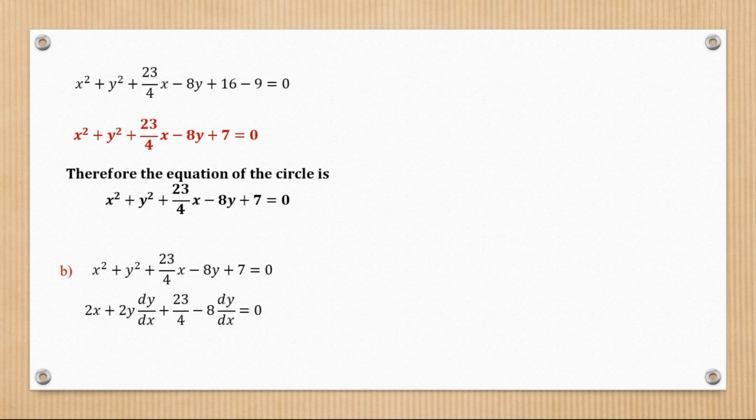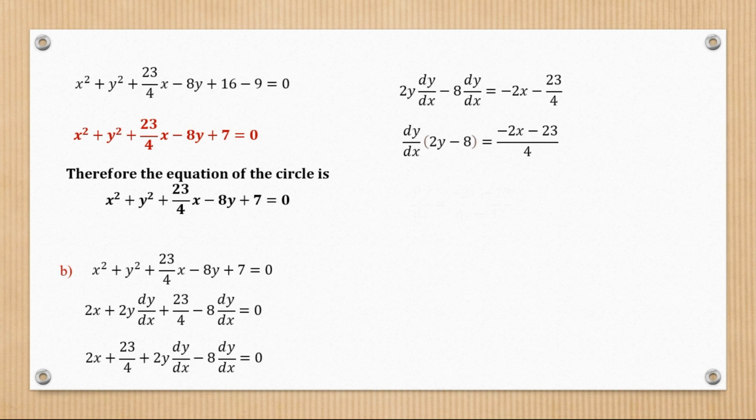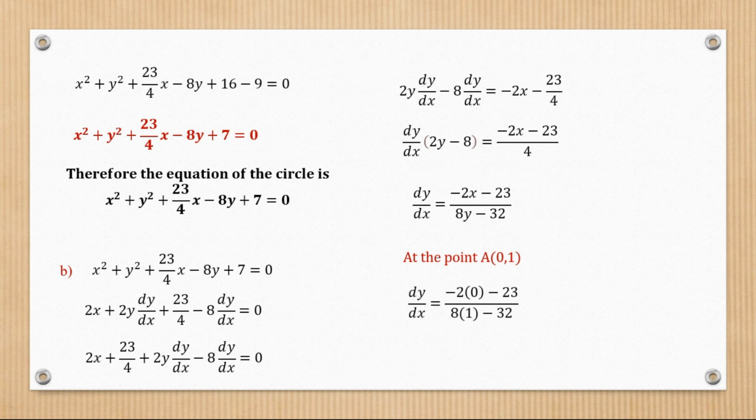So now when I differentiate both, now this I can differentiate implicitly, and this is what I'll have. So group the values that have dy dx together, take the other values to the other side of the equal sign, make dy dx the subject, and dy dx shall be equal to negative 2x minus 23 over 8y minus 32. Now at the point A, 0, 1, let's look at the tangent at that point. dy dx shall be equal to negative 2 times 0 minus 23 over 8 times 1 minus 32. So I'll have negative 23 over negative 24, of which the gradient at that point shall be 23 over 24.